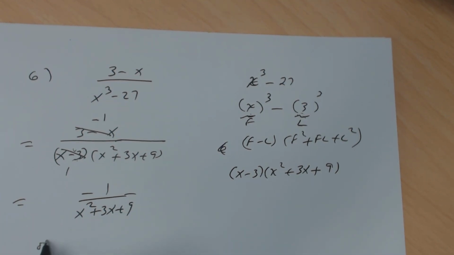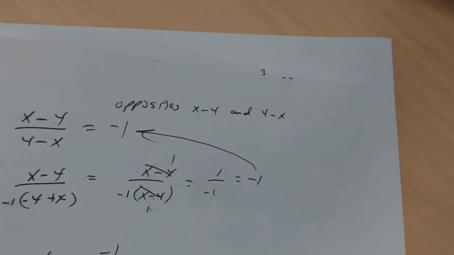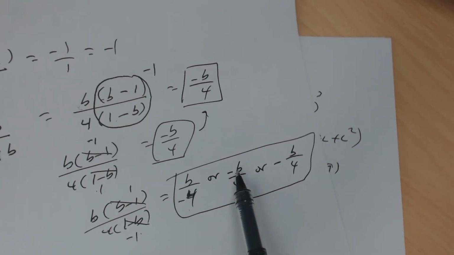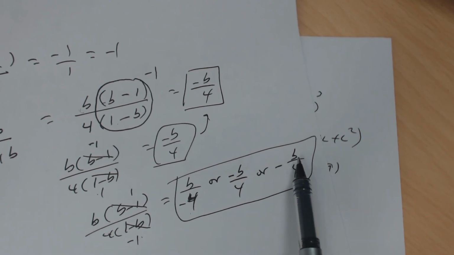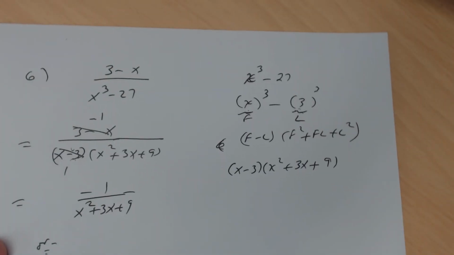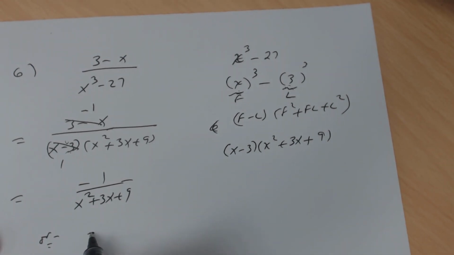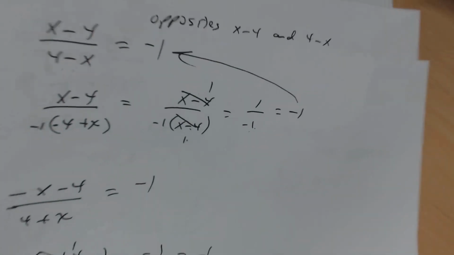All right, now another way you can write this, just like we mentioned here: if I have b divided by negative 4, or negative b divided by 4, I can also write it as a negative out in front, so negative b over 4. So in other words, I can write this as negative, and then the fraction 1 divided by x squared plus 3x plus 9. Either way is fine. Okay, so that's going to take care of part 2 of this.